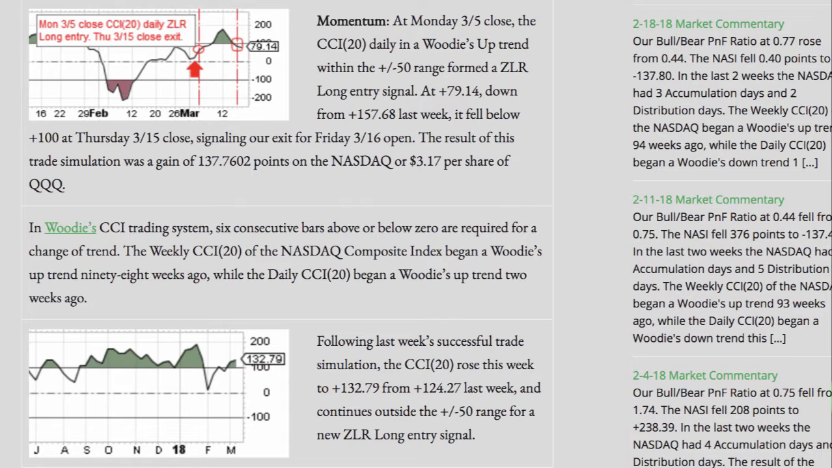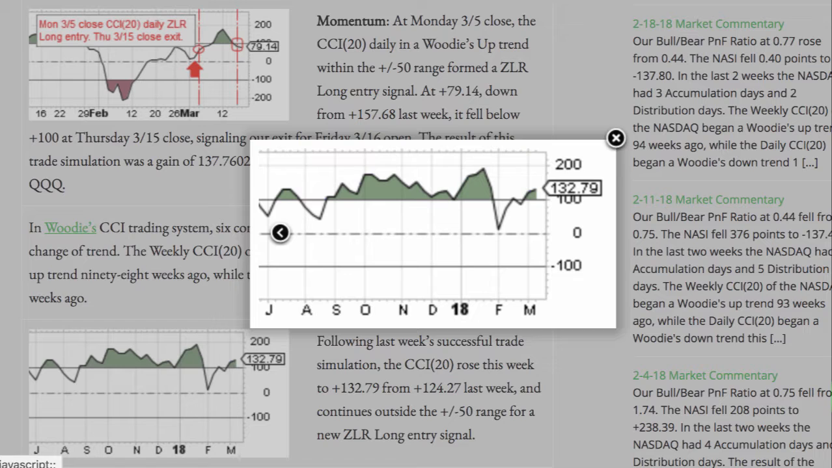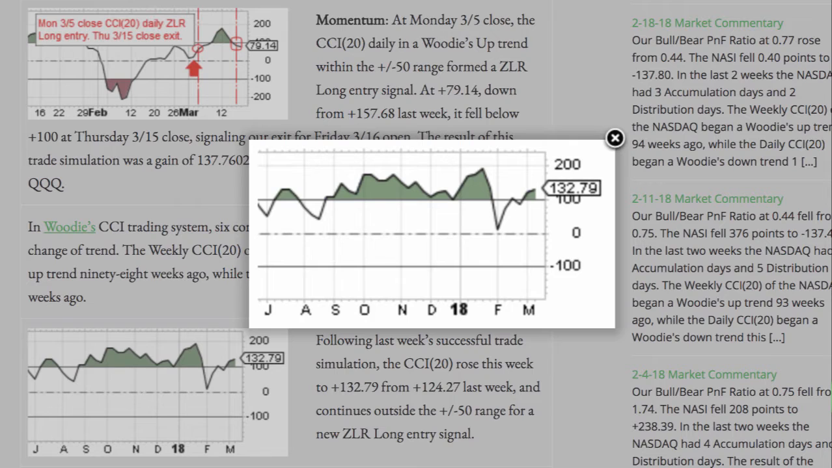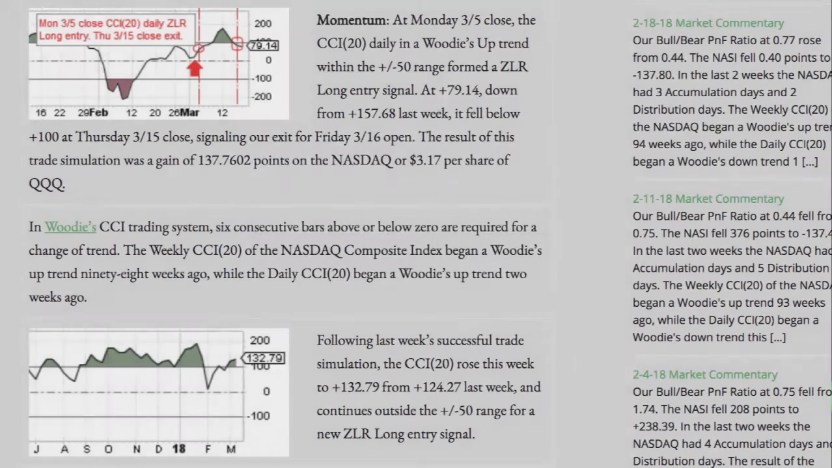In Woody's CCI trading system, 6 consecutive bars above or below zero are required for a change of trend. The weekly CCI 20 of the Nasdaq Composite Index began a Woody's uptrend 98 weeks ago, while the daily CCI 20 began a Woody's uptrend 2 weeks ago. Following last week's successful trade simulation, the CCI 20 rose this week to 132.79 from 124.27 last week, and continues outside the plus or minus 50 range for a new zero-line reject long entry signal.